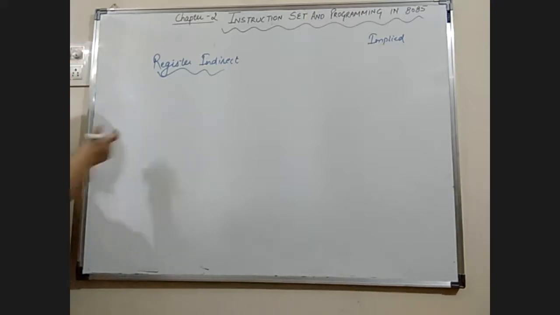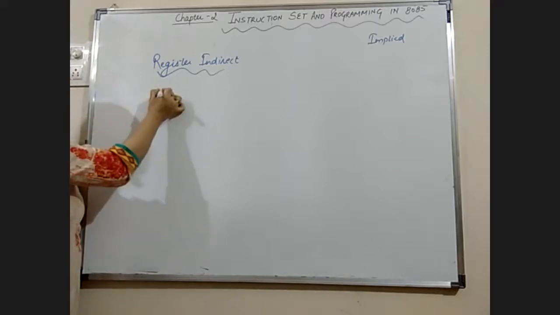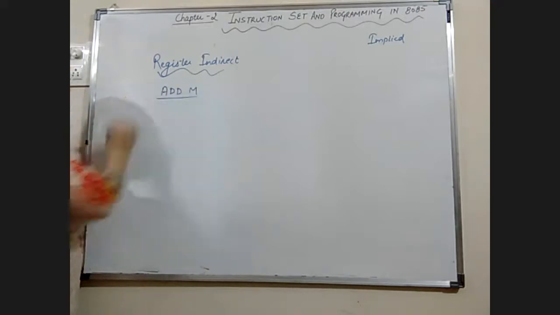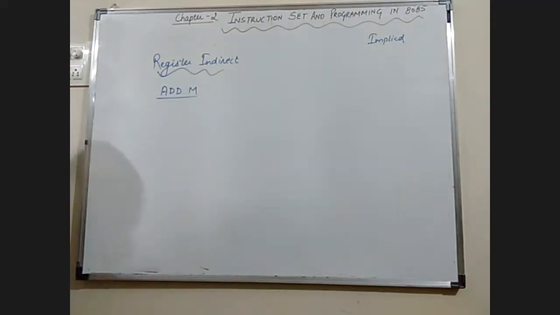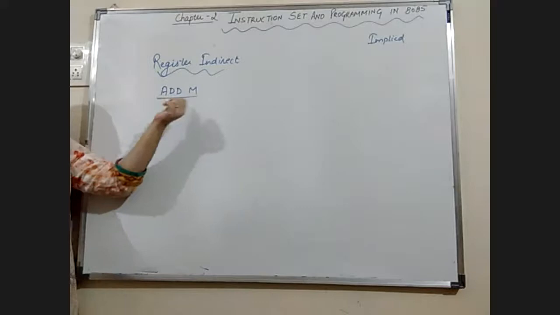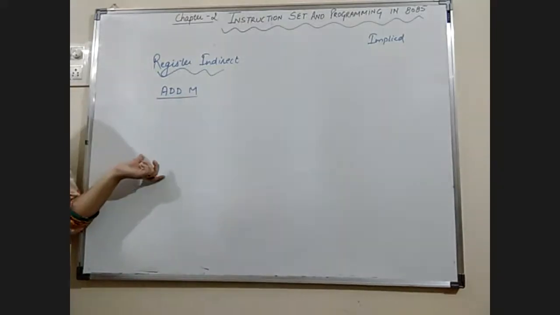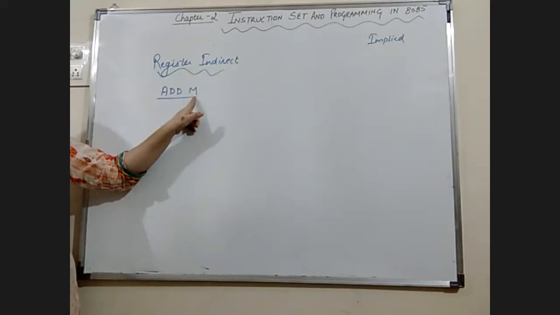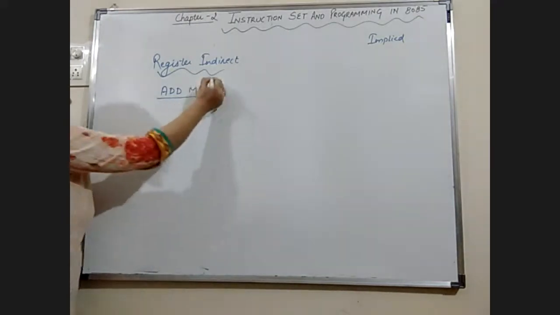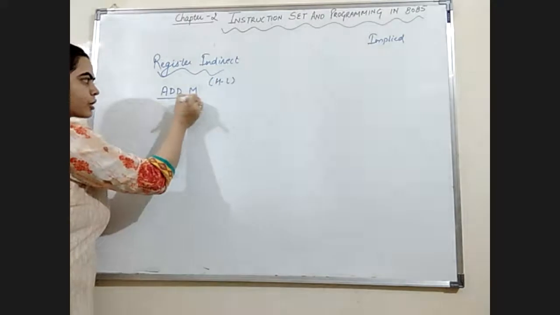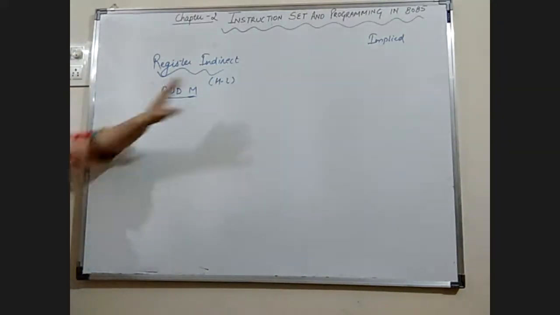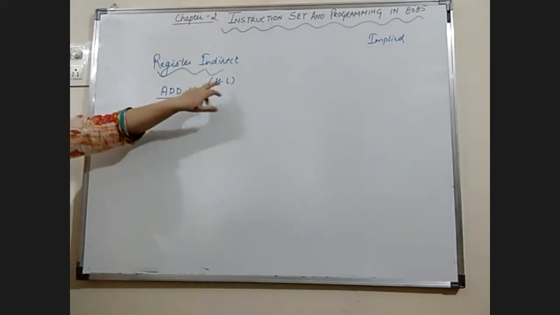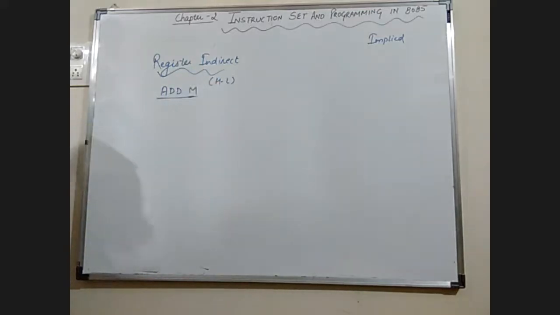For example, we have an instruction that is ADD M. ADD M is the instruction. This instruction means whatever contents are present in the memory location that is pointed by this M. So M is the HL pair. If we are talking about M, that means we are talking about the HL pair. So the operand is specified within the register pair.